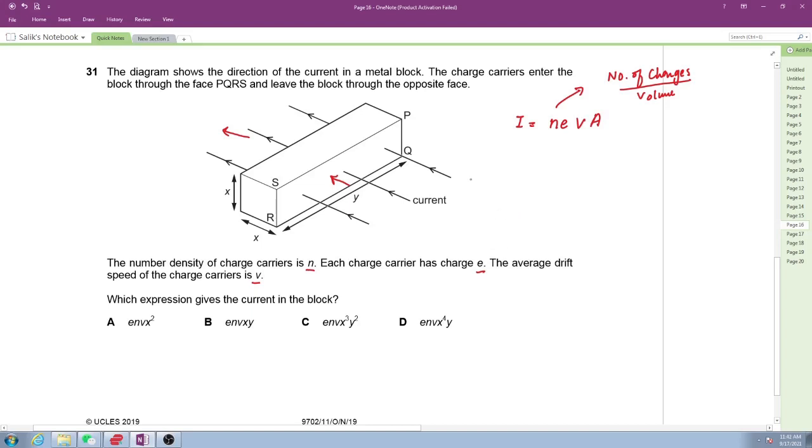Now if we can see our equation I = NEVA, we can change the parameter for area. Area is basically x times y. After this, our equation becomes I = ENVxy. So this is our equation, and the correct answer is B.